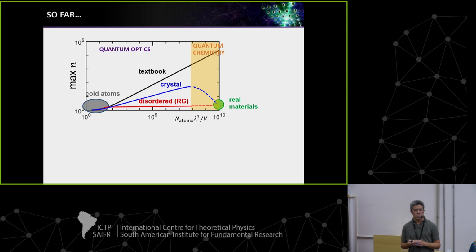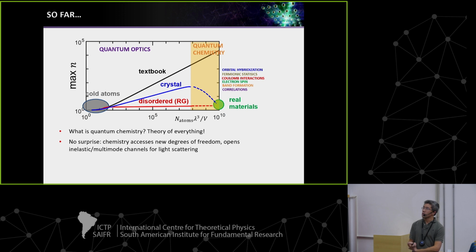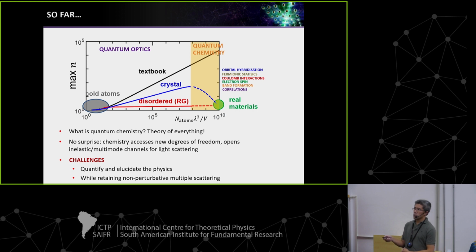So what exactly do I mean when I say quantum chemistry or solid-state physics? Well, in principle, it's everything you can imagine. If I could do an exact theory of quantum chemistry, it would include hybridization of orbitals, the fermionic statistics of electrons, Coulomb interactions, electron spin, etc. Just to say that everything happens, and that's why your index is 1, is not a very deep or enlightening statement. At a broad level, maybe it's not so surprising that chemistry makes the answer worse, because when chemistry turns on, it's inevitable that new degrees of freedom become available to you. And now when you shine in light, maybe light can somehow leak into those other degrees of freedom and kill the single mode response. So what we want to do is simply try to quantify and elucidate that physics while including non-perturbative multiple scattering throughout the calculation.